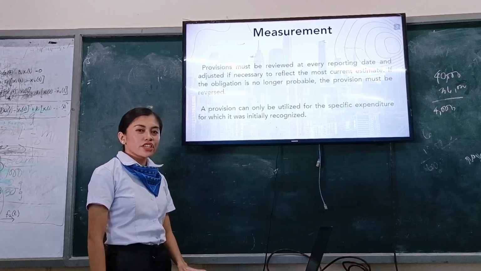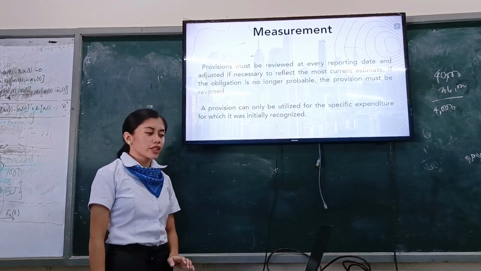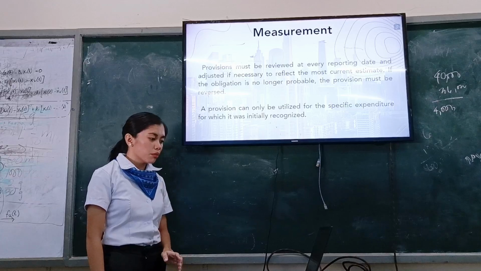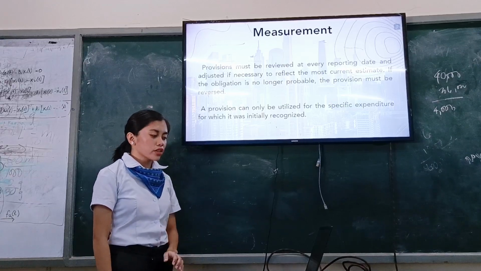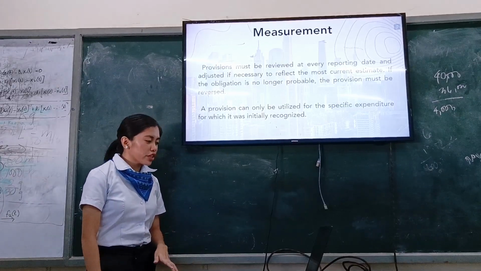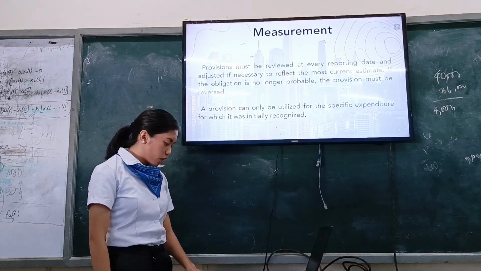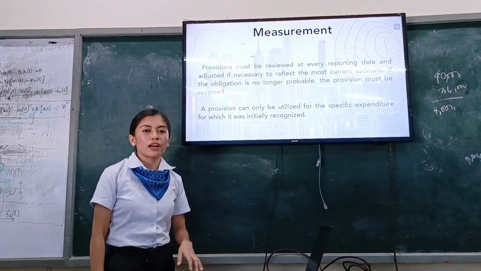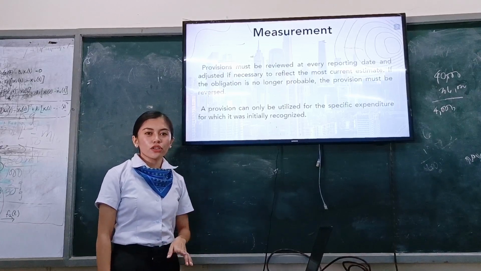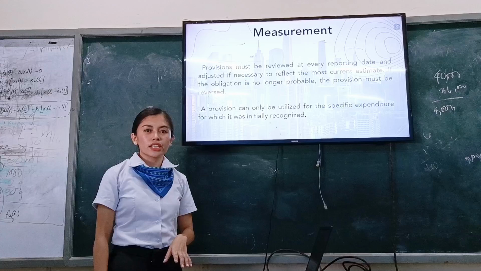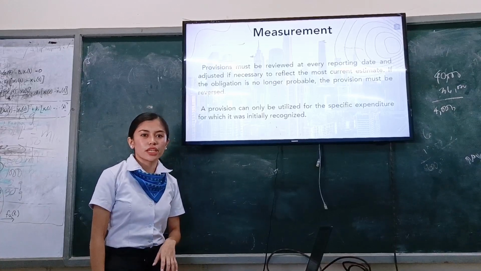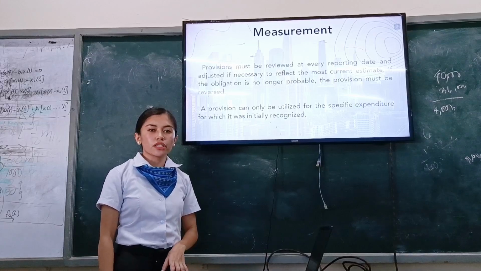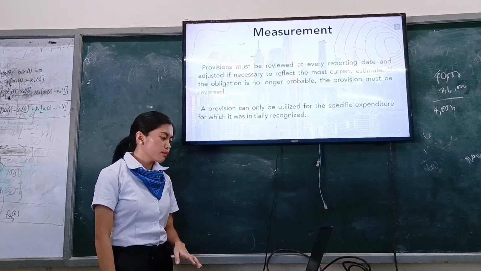So the provision must be reviewed at every reporting date and adjusted if necessary to reflect the most current estimate. So if the obligation is no longer probable, the provision must be reversed. So for example, a provision of 500,000 was recognized for a prosecution. If new evidence suggests the prosecution will likely be dismissed, the provision should be reversed since the outflow of resources is no longer probable.